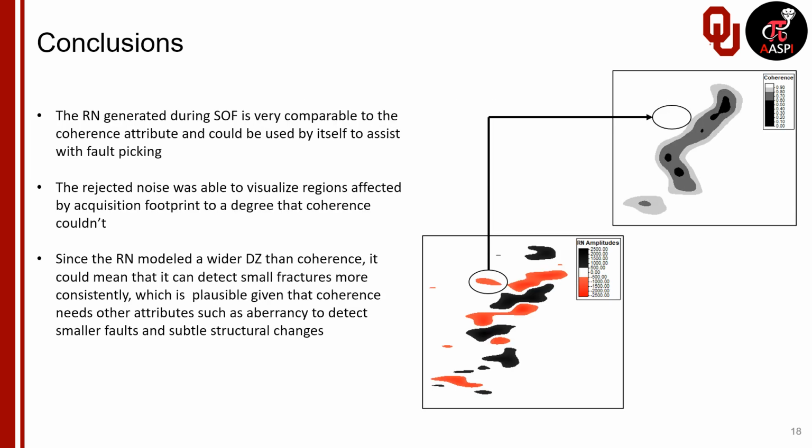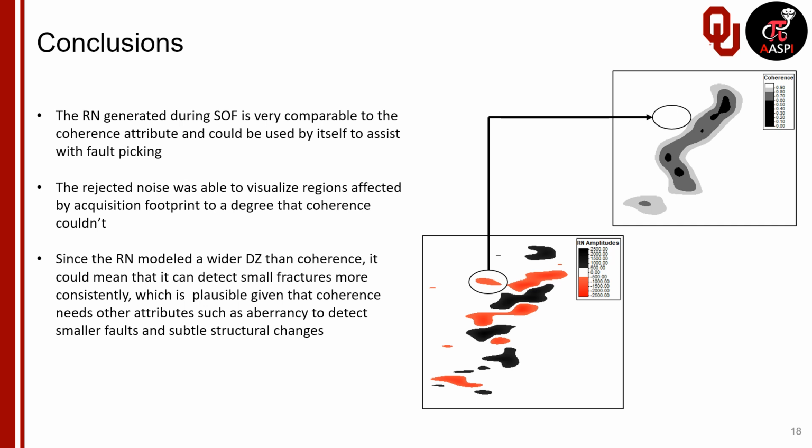So some of the conclusions is that the rejected noise generated during structure-oriented filtering is very comparable to the coherence attribute and could almost be used by itself to assist with fault picking. Like you could almost load this into some kind of a CNN code and use the rejected noise amplitude volume as one of the attributes that it uses to pick your faults.